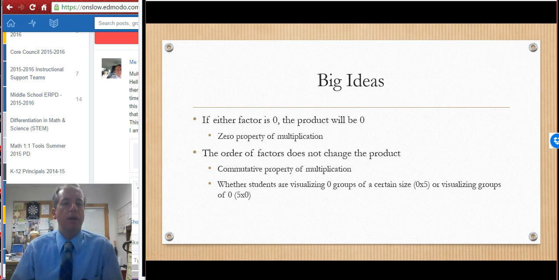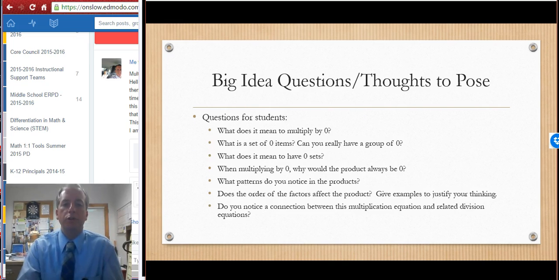2 big ideas when we think about 0. The first being that we want everyone to remember and understand that if either factor is 0, then the product is going to be 0. And we call that the 0 property of multiplication. And we're going to look at that as compared to adding 0 in a little bit. And obviously the commutative property is important in all of these, and we're going to see that again and again. And here, whether kids are really picturing 0 groups or groups of nothing, either way you end up with a solution of nothing. The concept is different, but the main idea there, the big idea, remains that you're going to have 0 as your product.